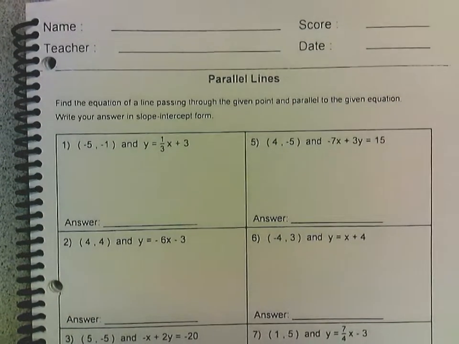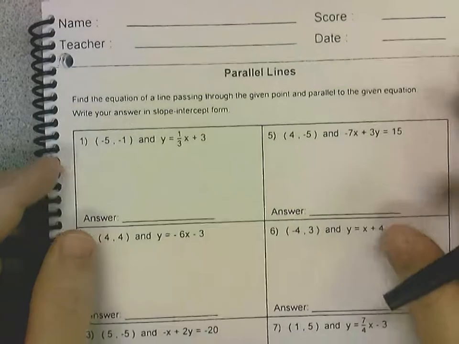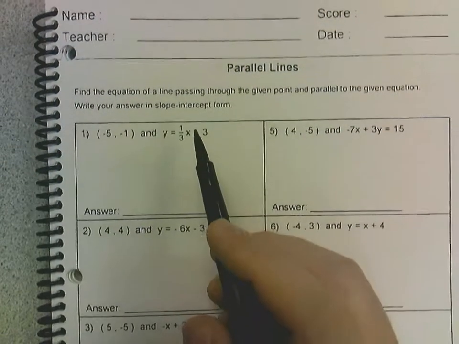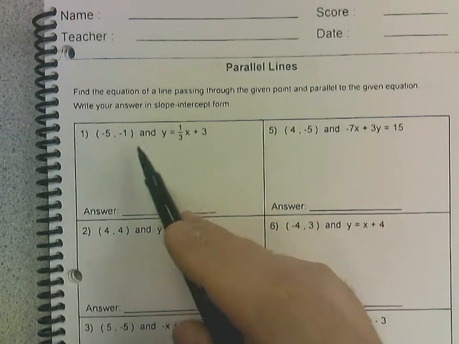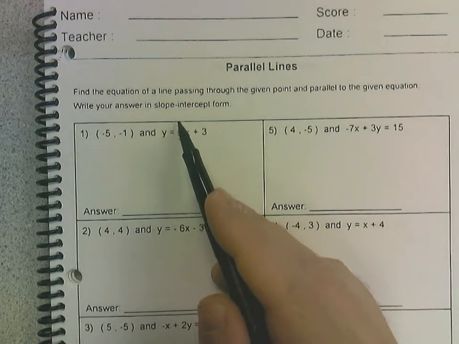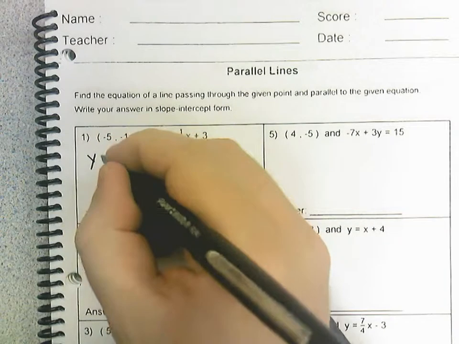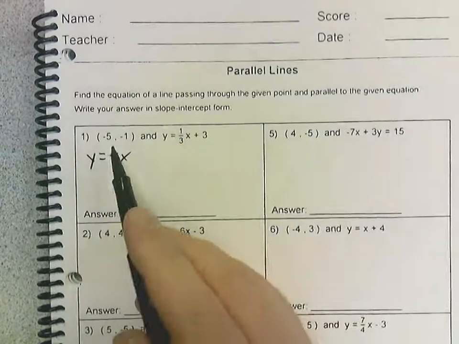Okay, today we're going to be talking about writing a parallel equation that goes through a specific point. By now you should already know that parallel lines have the same slope. So if I want an equation that's parallel to this equation here, the parallel equation is going to have that same slope. So I know that it's going to be at least this much, 1 over 3x.